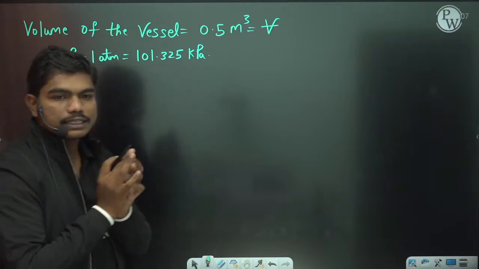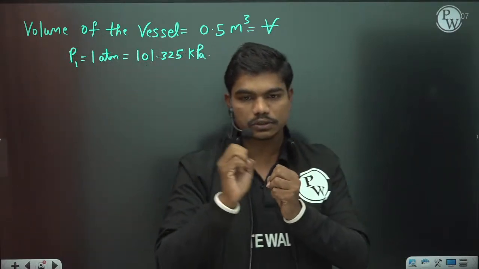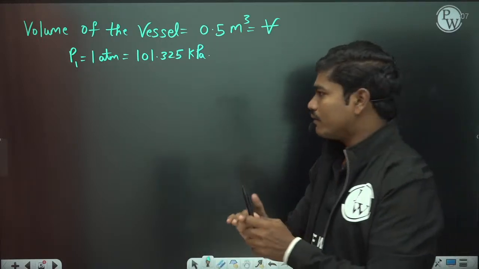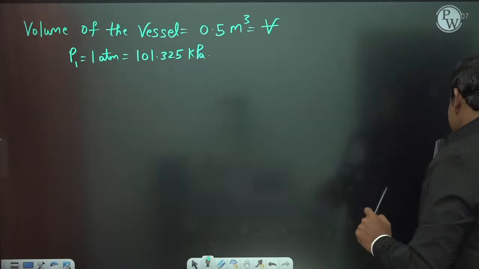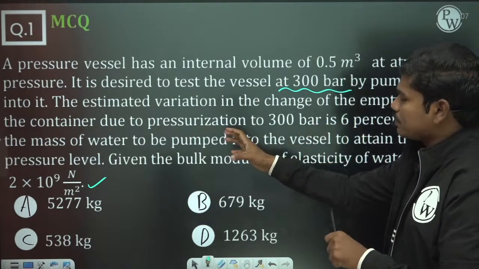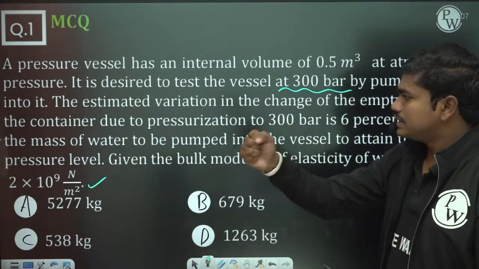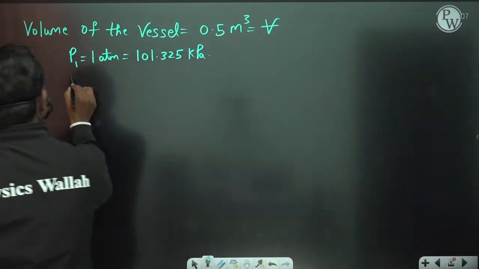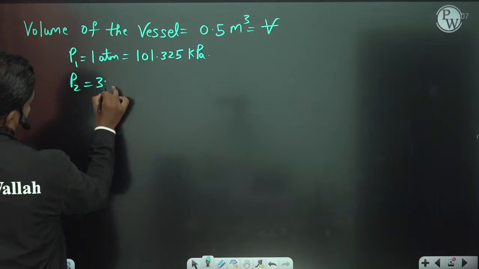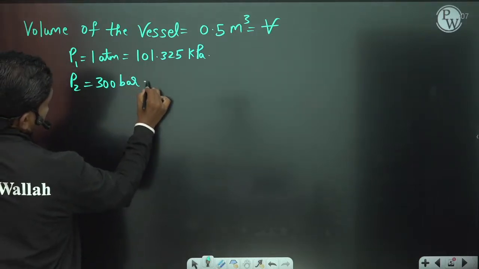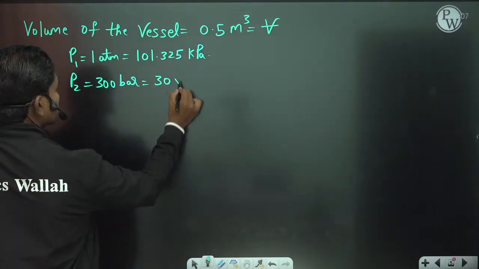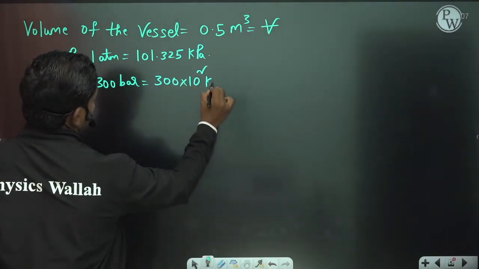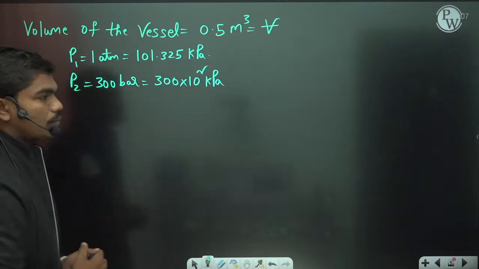Okay, now what they are doing, they are pumping water into this vessel. Yes, it is for civil students also. It is helpful for you as well. Now if you see, we are sending water into the pressure vessel and we are trying to maintain the pressure inside the vessel to 300 bar. So your prime focus is to increase the pressure to 300 bar. And you know, 1 bar is equal to 100 kilopascal. So this can be written as 300 into 10 square kilopascals, 30,000 kilopascals.